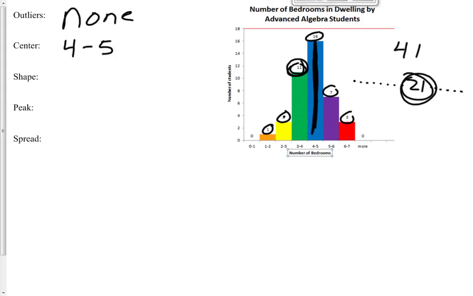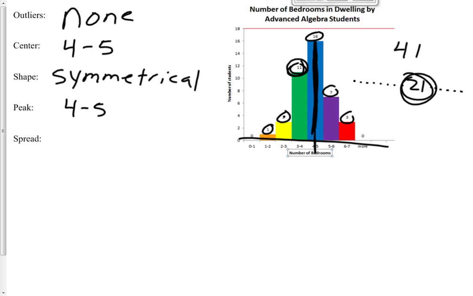4 to 5. Generally, for symmetrical data, that kind of leads into the next question, what's the shape? The shape is symmetrical. So generally, for symmetrical data, the middle of the histogram will be the center. As you can see here, the middle of our histogram was the center, and that's generally true for symmetrical data. The peak is the highest bar. The highest bar is also the 4 to 5 bar. It peaks with 16 students there in the middle. So 4 to 5 is the peak.